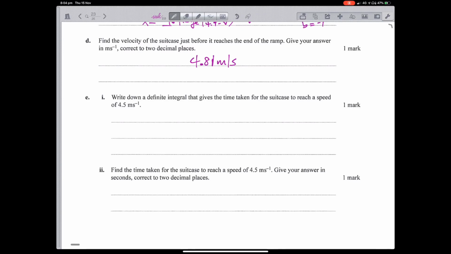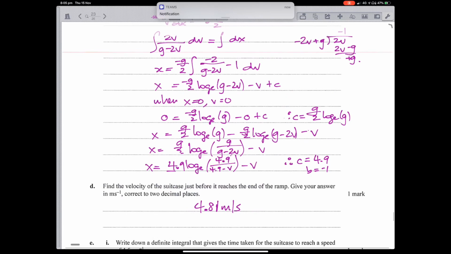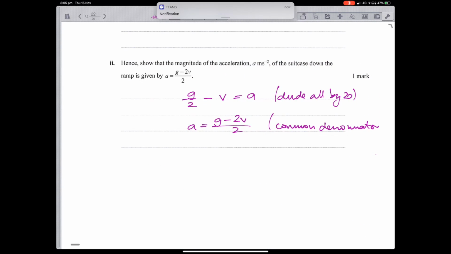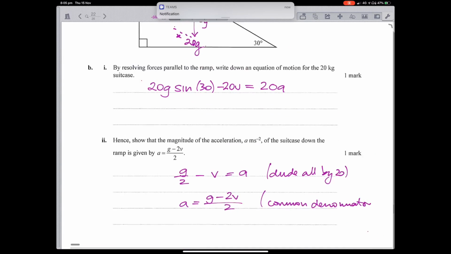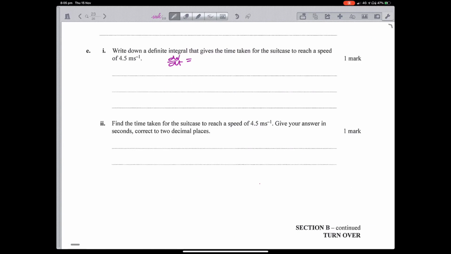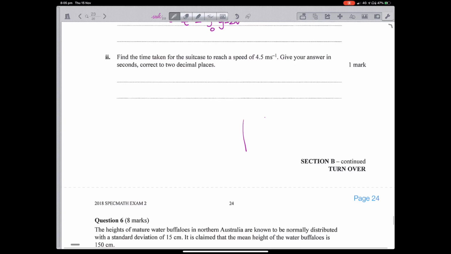Write down a differential that gives the time taken for the suitcase to reach a speed of 4.5. So what do we know? dv dt is the acceleration, g minus 2v on 2. So therefore, t is equal to the integral of 2 on g minus 2v dv from 0 to 4.5. So our time, because it says write down, it gives a time. Find the time taken for the suitcase to reach that.